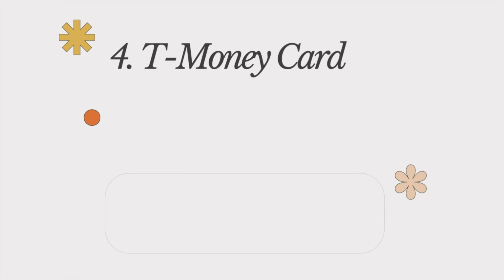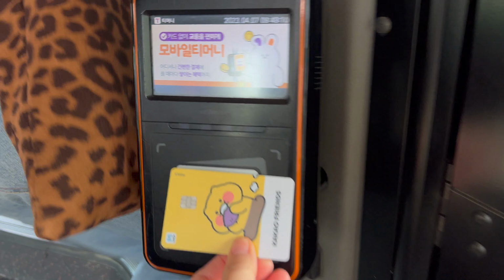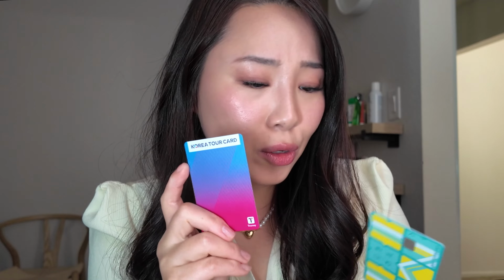So when you get off the train or bus, go to the convenience store and ask for a T-Money card. This is a transportation card you can use to get on the train, subway, and taxi. You can also pay with this. But you have to buy this first, which costs about 4,000 won. If you want the cute design, it costs a little bit more. They also have the K-pop idols.